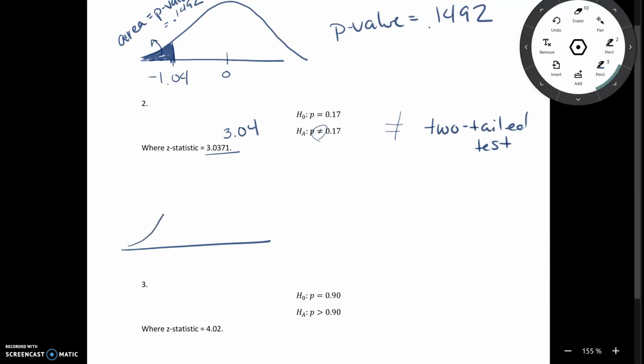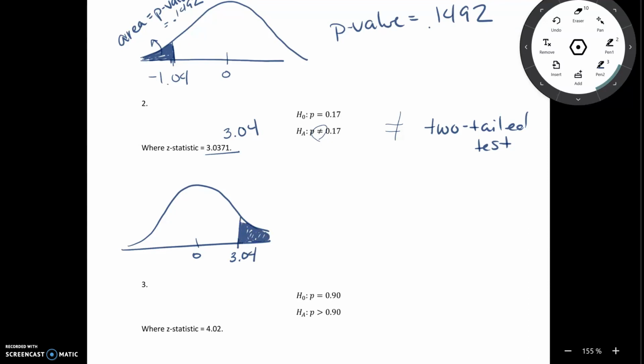Drawing a picture, our standard normal is always centered at 0. Our test statistic is 3.04, but we have a two-tailed test. That means not only are we interested in the area to the right of this number, but using symmetry, we want to go to the left, use the negative value, and get the area to the left. Whatever your test statistic is in a two-tailed test, you're going to use symmetry and look at both the negative and the positive value and the area to each of them.